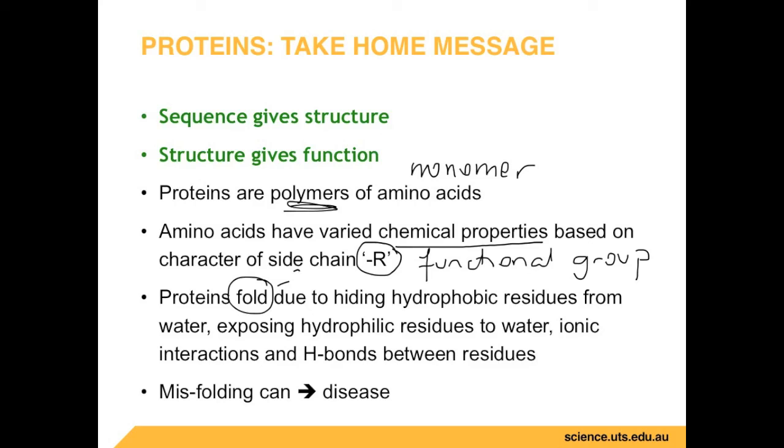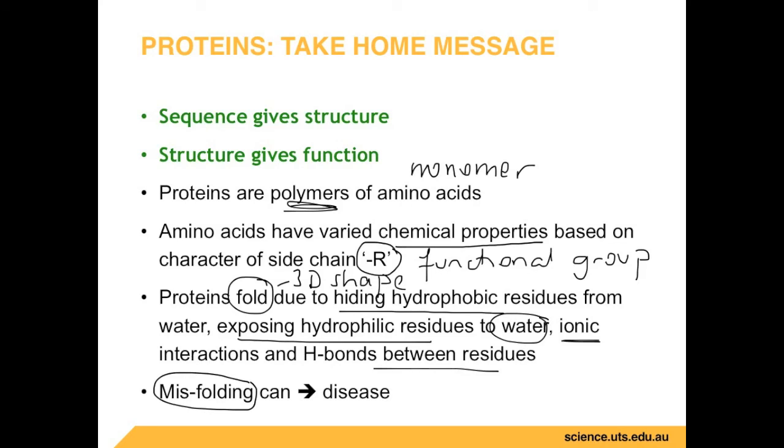Proteins fold, that is, they have a 3D shape, by hiding hydrophobic residues on the inside, away from water, and leaving the hydrophilic residues on the outside so they can interact with water. This is called hydrophobic exclusion. Proteins also are stabilised in their 3D shape by, for example, ionic interactions between charged amino acids and hydrogen bonds between polar residues. Misfolding, that is, an alteration in the structure, can lead to disease states.